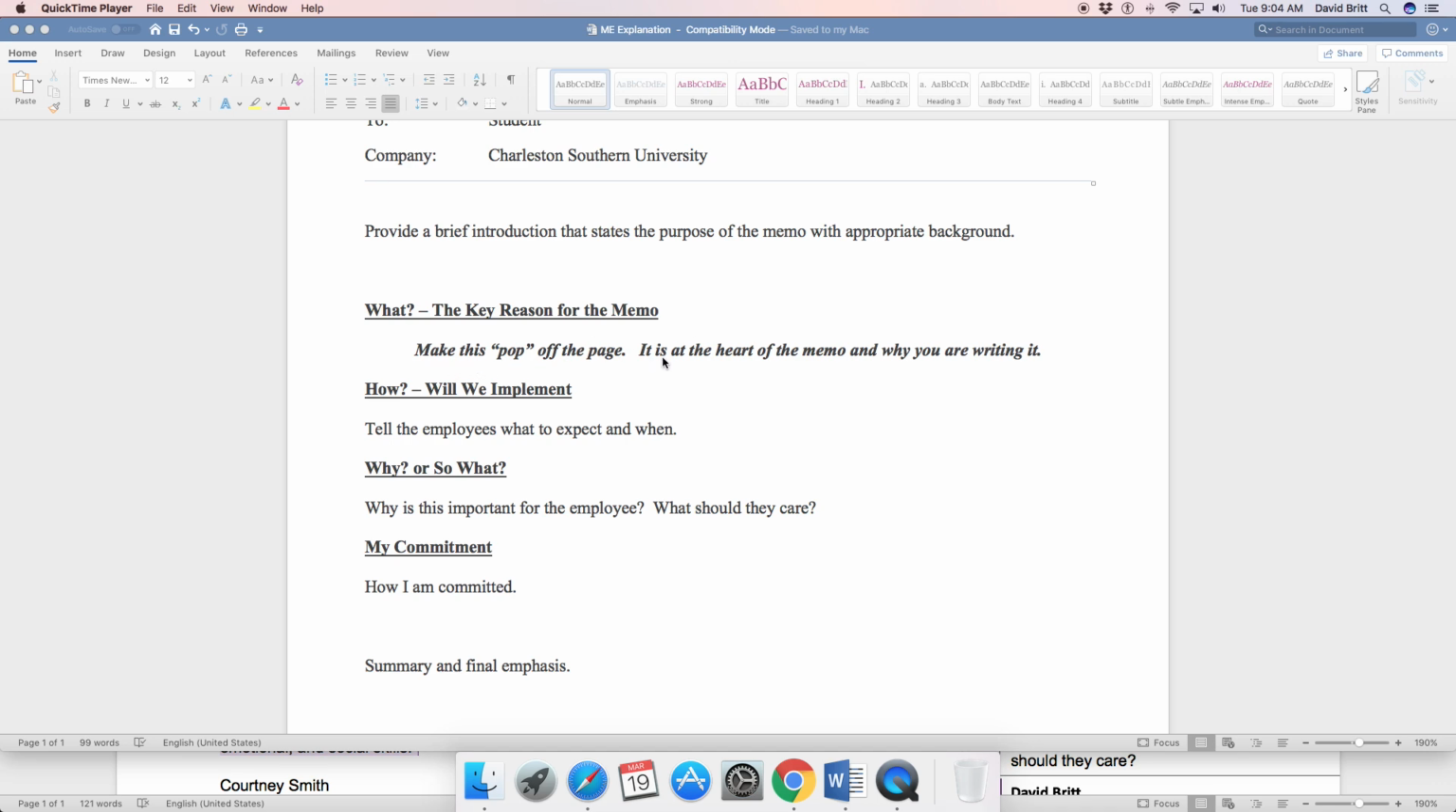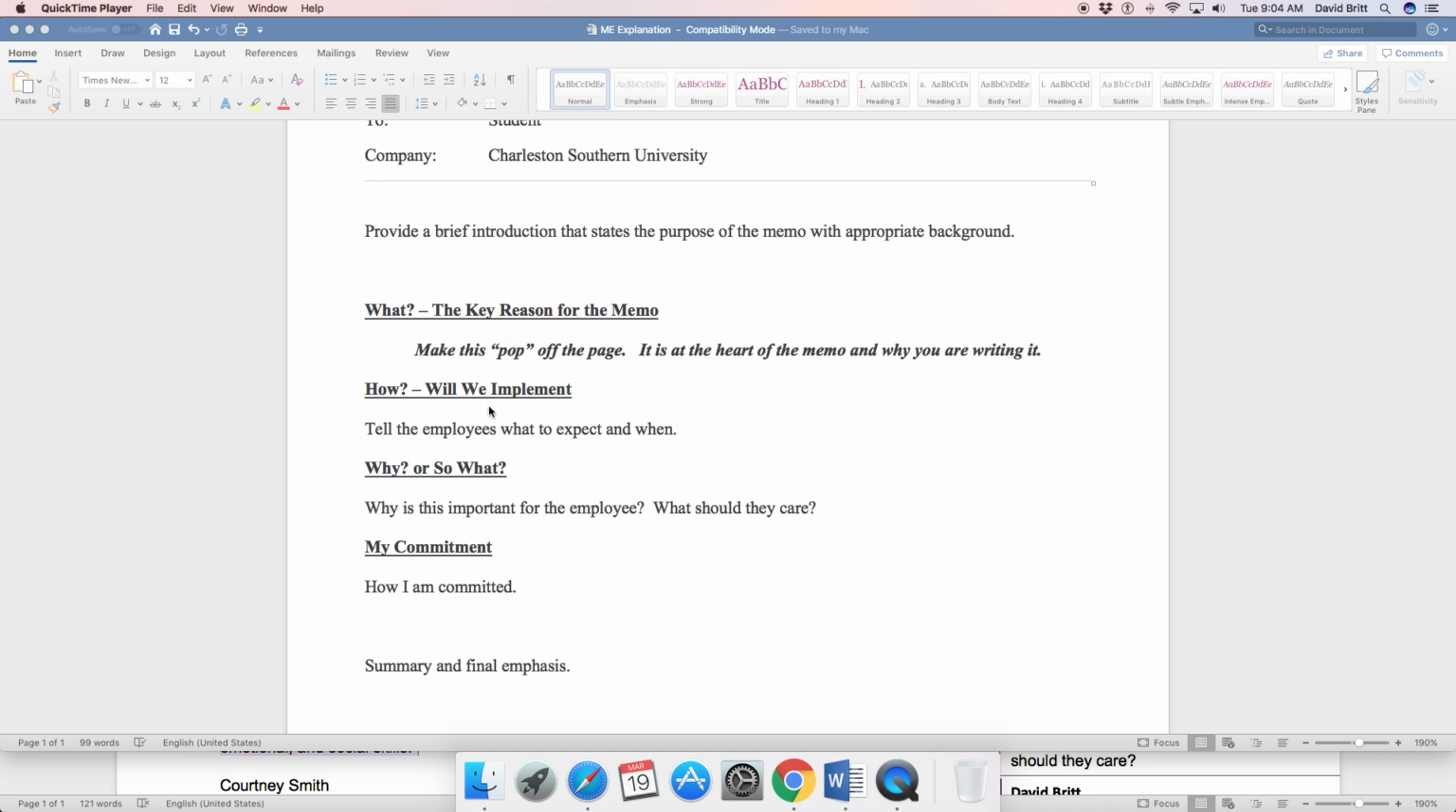For example, in the first week, it talked about the vision statement. Some of you put your vision statement in, and I had to hunt for it in the body of your paper. Well, if I had to hunt for it and I knew what I was looking for, can you imagine what an employee would do? They would just glance right over it. So if there is an important statement to be made, make sure that it pops off the page. You can bold it, you can put it in italics, you can change the font, but it's at the heart of the memo, and it's really why you're writing it. So make sure that pops.